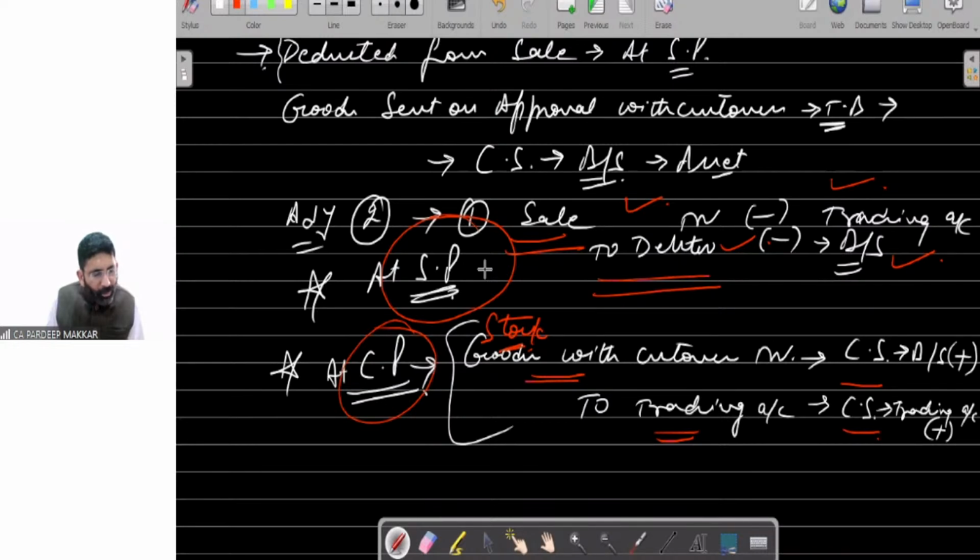Stock lying with customer to trading account, exactly right entry, there's no problem. Sale to trade receivable is a right entry, Omisha Mishra.